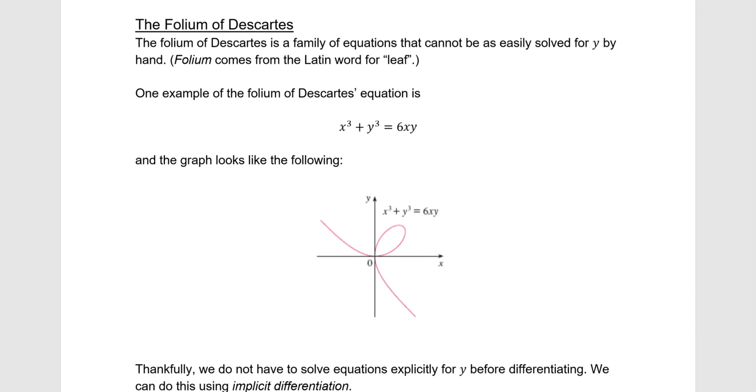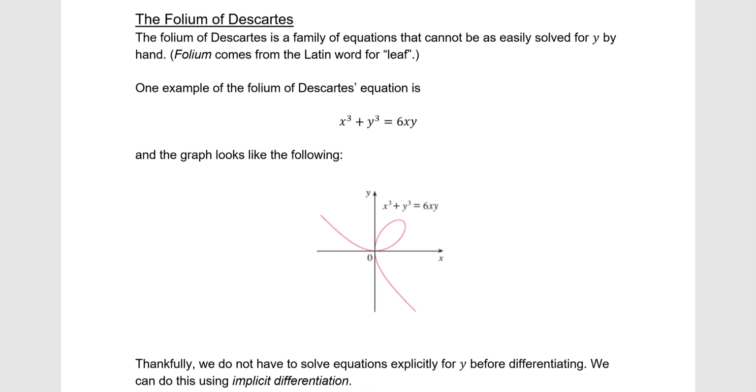So let's take a look at the folium of Descartes. This is just one of the kind of famous family of equations that cannot easily be solved for y. And just for some fun facts, folium comes from the Latin word for leaf, and if you take a look at the graph, you can see it kind of looks like a little leaf. Okay, so one example of the folium of Descartes' equation, like I mentioned, it's a family of equations. One example is this right here: x cubed plus y cubed equals 6xy.